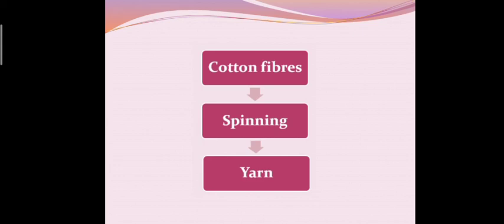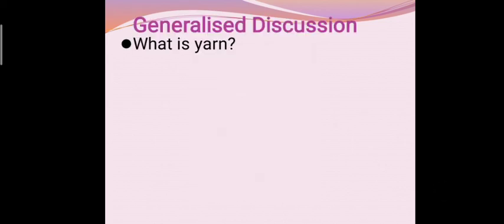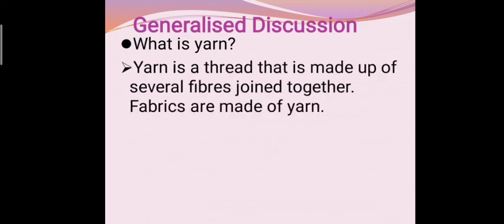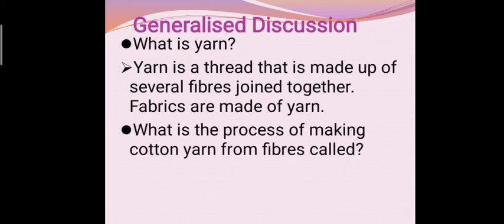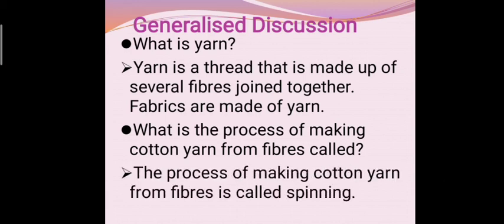Now this flow chart is showing that the process of making yarn from cotton wool by twisting is called spinning. Now the next question is, what is yarn? Yarn is a thread that is made up of several fibers joined together, and fabrics are made of yarn. What is the process of making cotton yarn from fibers called? The process of making cotton yarn from fibers is called spinning.